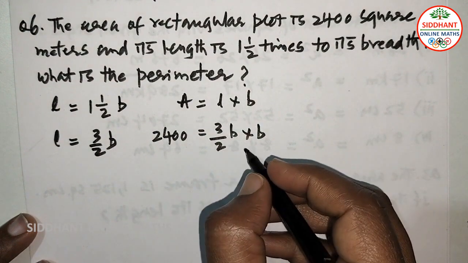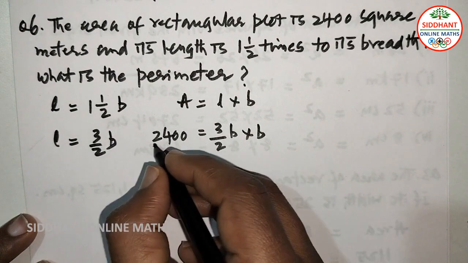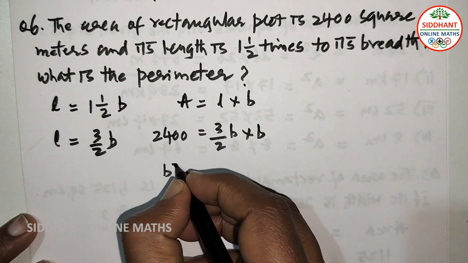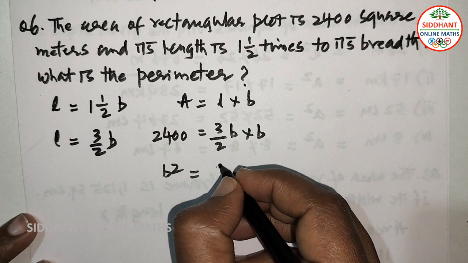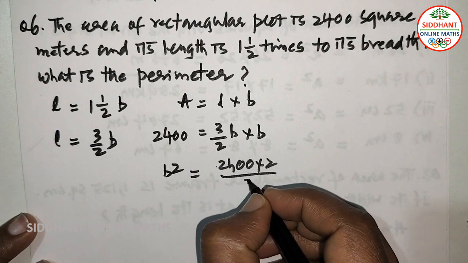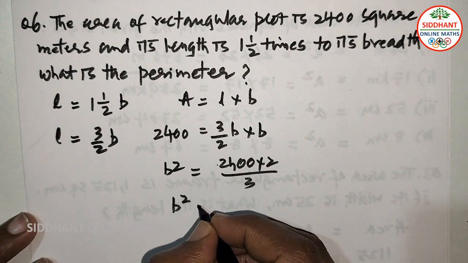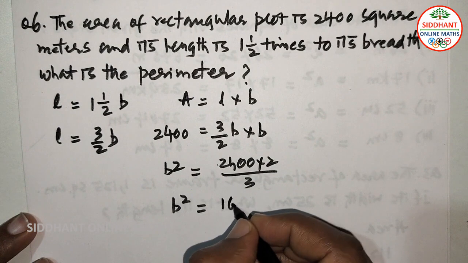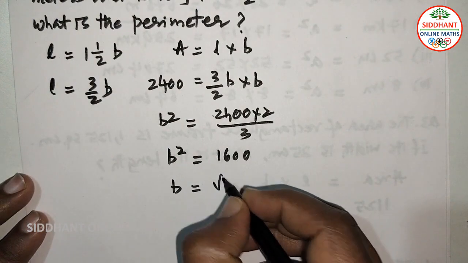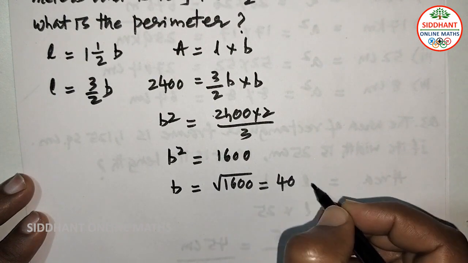So now when you are going to cross multiply here, we are going to send 2 here, and after that 3, then B square is equal to 24 into 2 by 3. So B square is equal to, we get 1600, and B is equal to square root of 1600, so that will be 40.